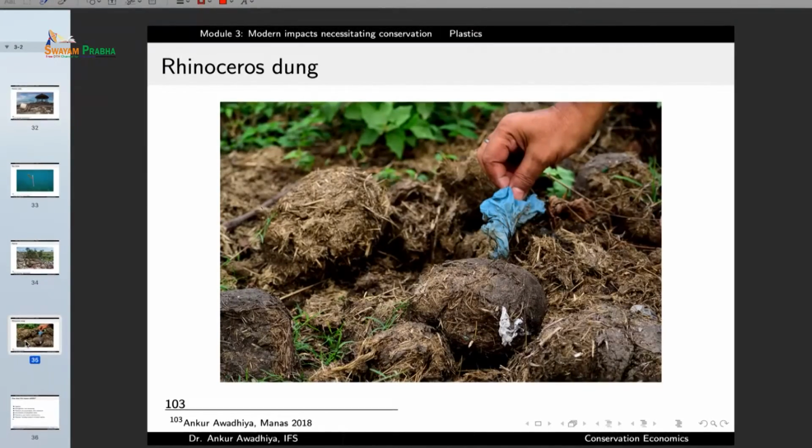This is an image from Manas Tiger Reserve, and this is the dung of rhinoceros. And what we are finding is that inside the dung, we are finding pieces of plastic. This is a plastic bag, a blue colored plastic bag. So, even in a tiger reserve, we are finding plastics have entered and animals are eating up these plastics.